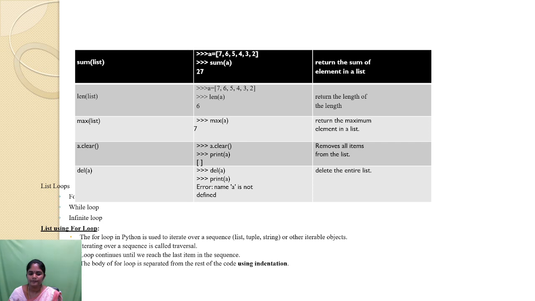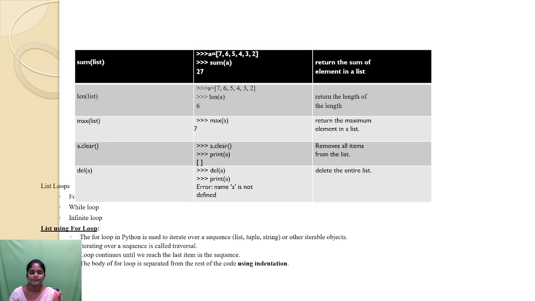Next, move on to the del function. The del function is used to delete the entire list. So del of A means you delete the entire list. Then we print A, and the output is: name A is not defined. Likewise you have to produce the output.